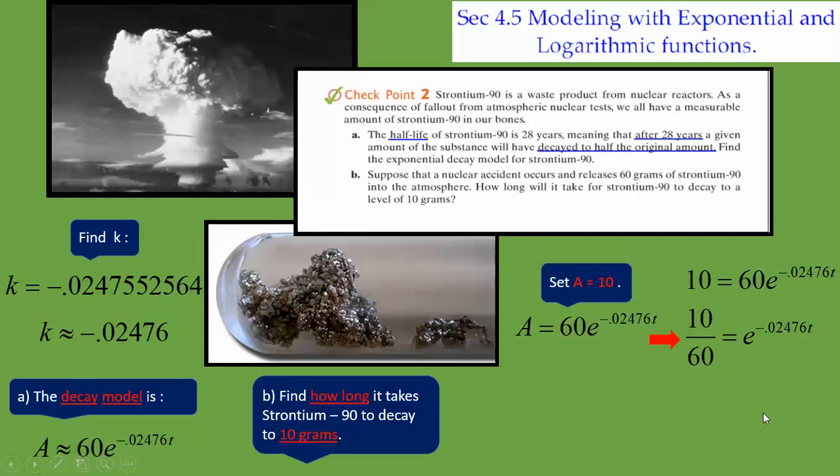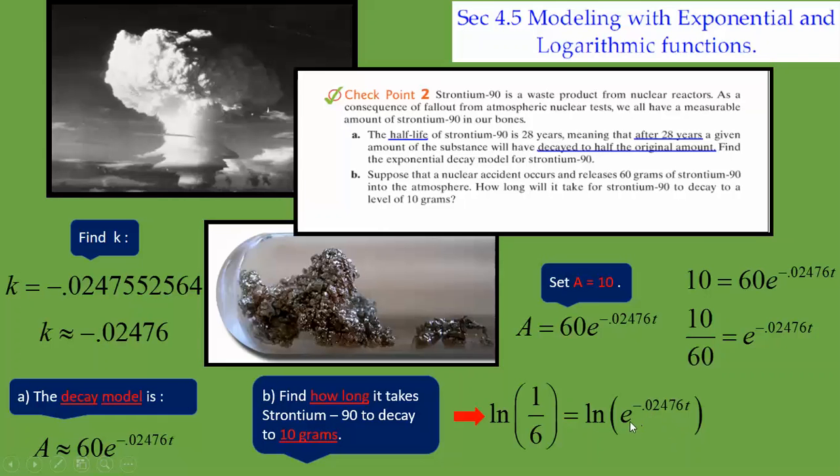So I'm going to apply the natural log to both sides. Also notice that, of course, 10 and 60 are both divisible by 10, so I'm going to reduce that fraction. And so putting those two ideas together, we end up with this equation here that you see. So this is the natural log of 1/6 is equal to the natural log of e raised to the negative 0.02476t power.